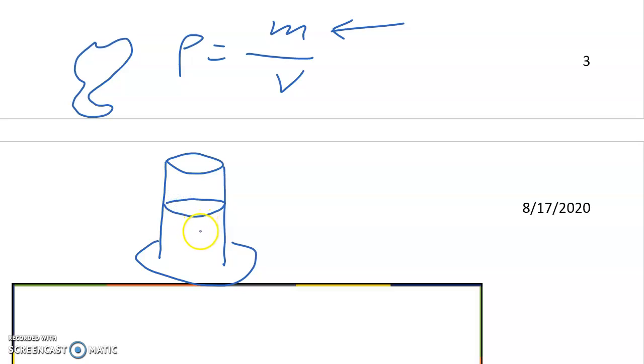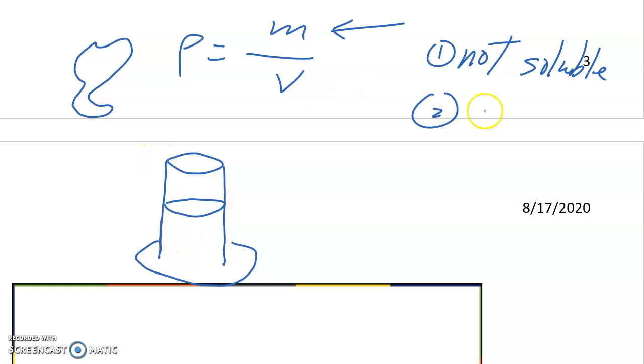There are two requirements for this method. The first requirement is, this object must not be soluble in this liquid. Otherwise, when you put it in, it will be dissolved, you have nothing left. Okay. The second requirement is, it must sink to the bottom of the liquid. Otherwise, when it floats, then you cannot measure the volume of the object that easily.